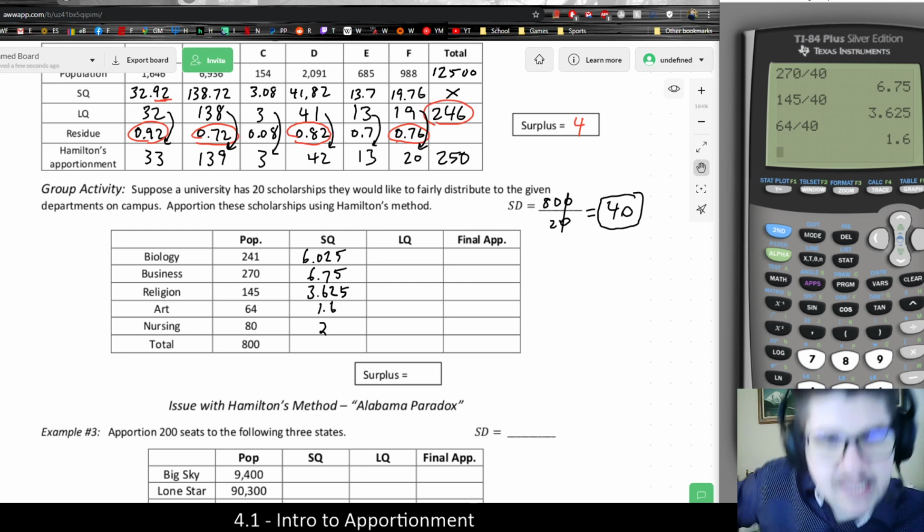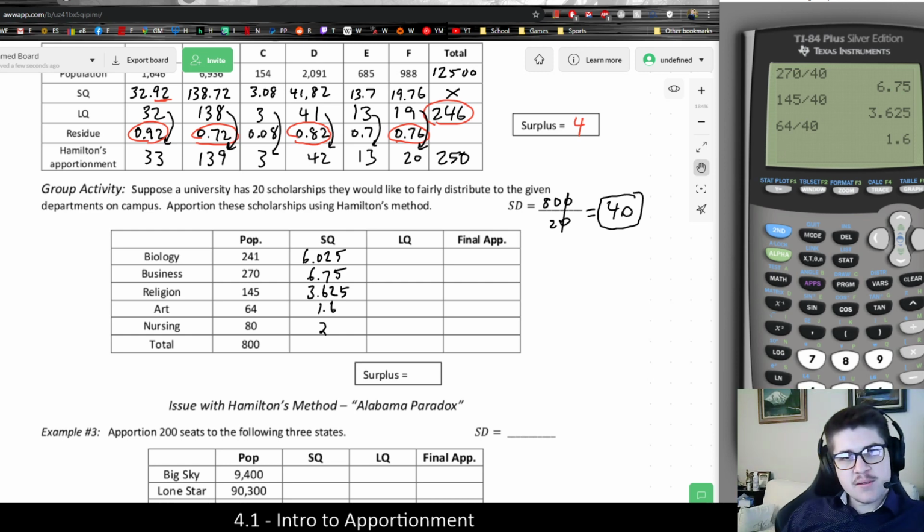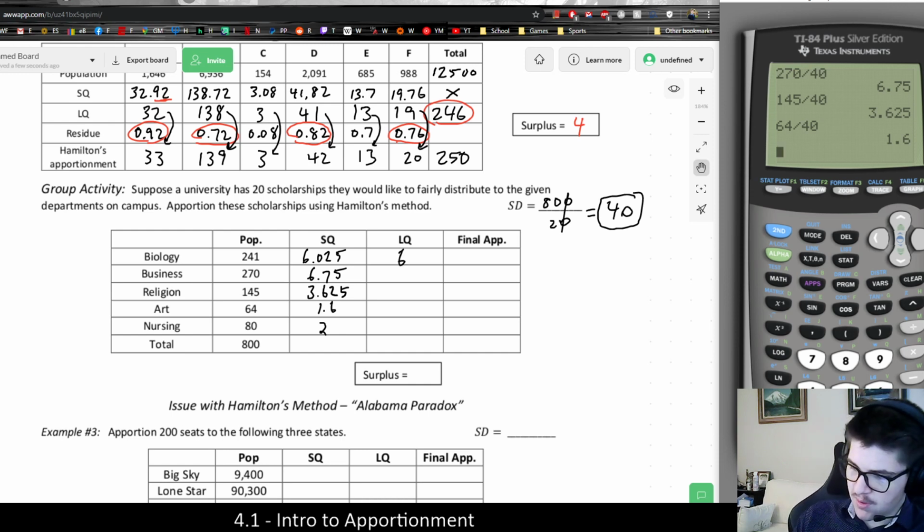But basically, I could start with the standard quotas, which is found from the standard divisor. Under Hamilton's method, we're just going to round them all down. Start with the lower quota, find the total of the lower quota, which in that case, all of those add up to 18. And that would give us a surplus of 2 seats.